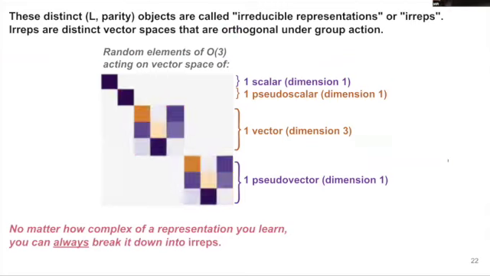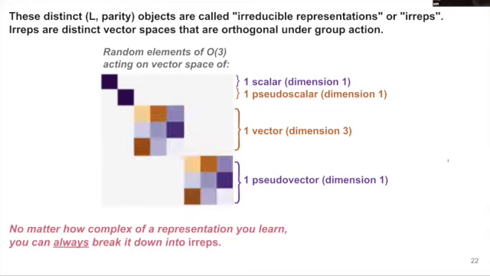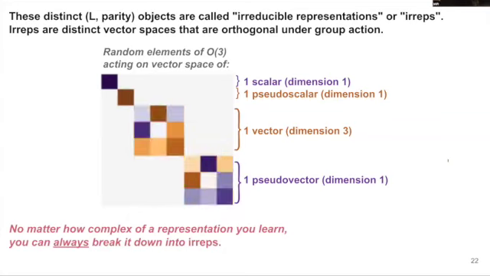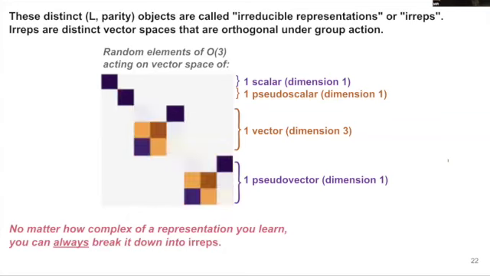So why do we do this? These distinct L and parity objects have another name. They're called irreducible representations, and they have this really beautiful property where if I apply any element of the group O3, and here I'm showing you a smattering of random elements of O3, and I go ahead and stack these vector spaces, so I'm just stacking a scalar vector space, a pseudoscalar, a vector, and a pseudovector, no matter my operation of the group, it has this block diagonal structure, which means these spaces are independent.